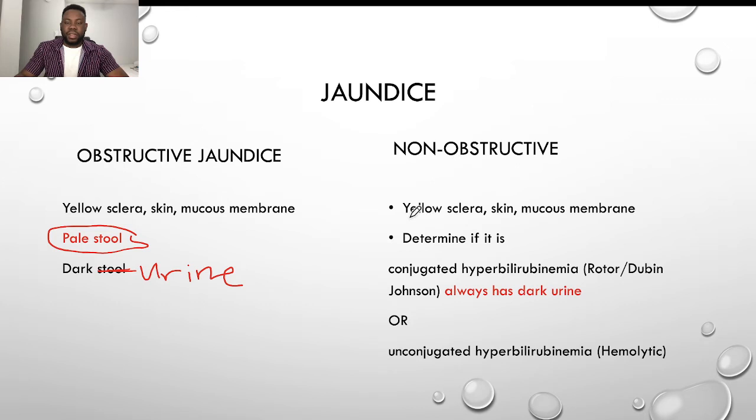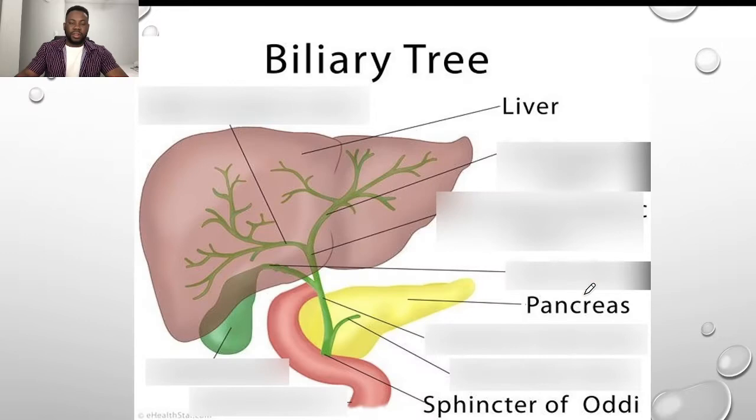Non-obstructive jaundice, there is yellowing of the sclera just as in the obstructive, but you have to determine if it is conjugated, like we have Rotor and Dubin-Johnson. They are conjugated, so they'll always have dark urine. If it's unconjugated, it could be due to hemolysis. Before then, let's look at the biliary tree, and then we'll look at how to differentiate the various types of jaundice in the next slide.